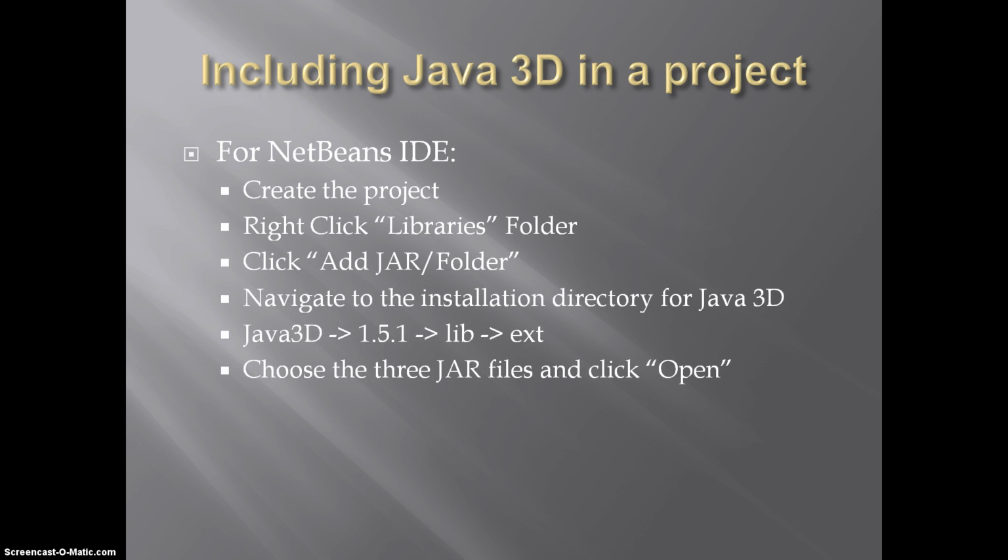Now I'll be using NetBeans for this tutorial, and to add the files to your project, you'll want to click the Libraries folder in your project directory, and click on Add Jar/Folder. In the pop-up file browser, navigate to the directory where you installed Java3D, and navigate to the ext folder. In here, select the 3 jar files, and click Open. And there you go. You've now added all the Java3D class files to your project.